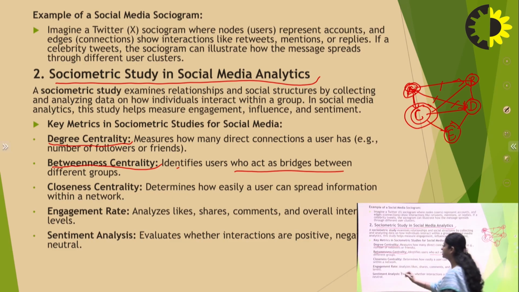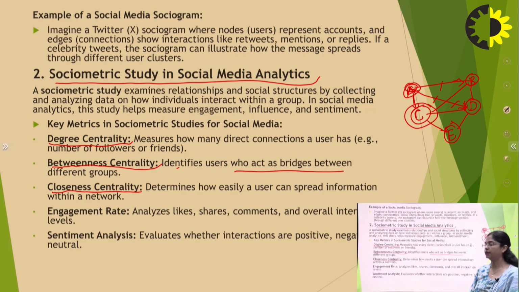Next is closeness centrality, which determines how easily a user can spread information within a network. That is closeness centrality, meaning how easily a person is going to spread information within a particular network.